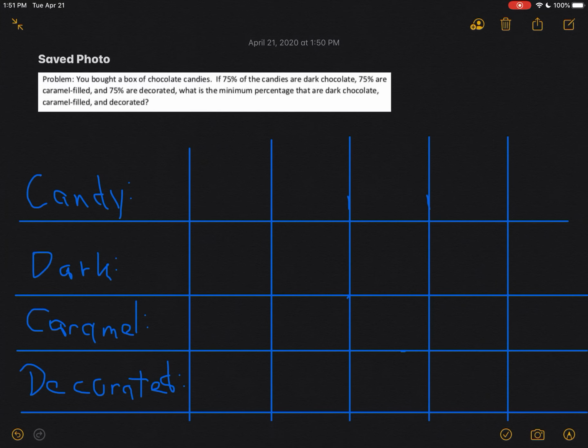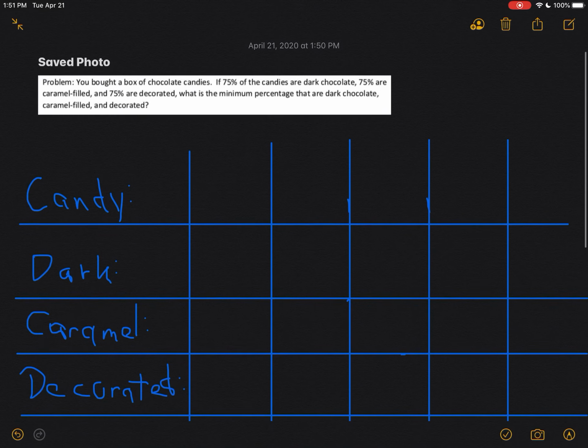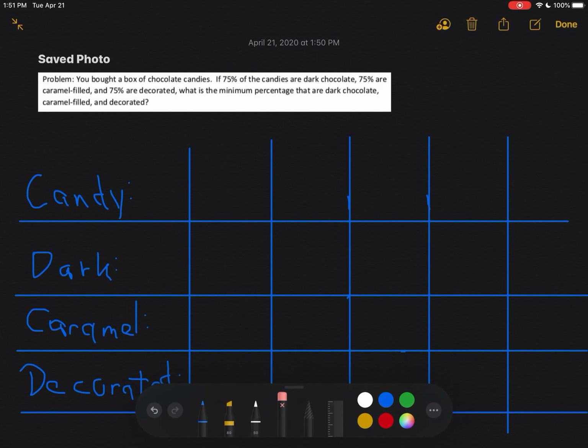So instead of thinking about 100 candies or just some arbitrary amount of candies, why don't we assume that there's just 4 candies? So the first heuristic I'm going to use here is just simplifying the problem. Since everything's in terms of 75%, which is 3/4, why don't we just make it so there are 4 candies? Okay, so there are 4 candies. That means that 3 of each of them are these things.